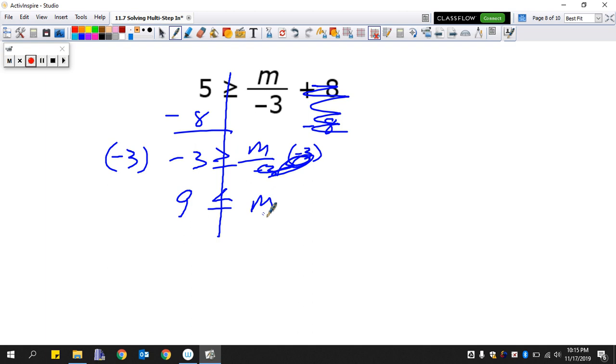Well, we're sort of used to having our variable on the left-hand side, so we can flip it around, m and 9, but if we flip it around, we have to flip the inequality symbol around. Oops, I say that and then I didn't. So we have to flip the inequality symbol around. We notice the big end goes to the m. That's the way that I usually keep track of it. If the big end goes to the variable, then you keep it the same way if you write the variable first, or vice versa.